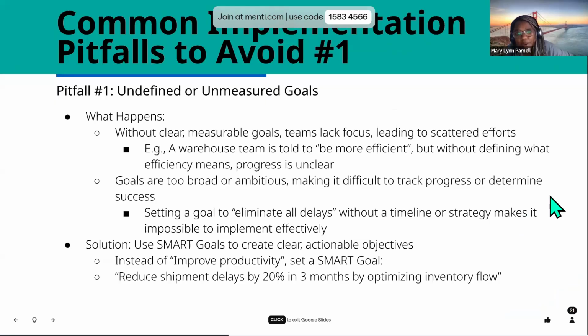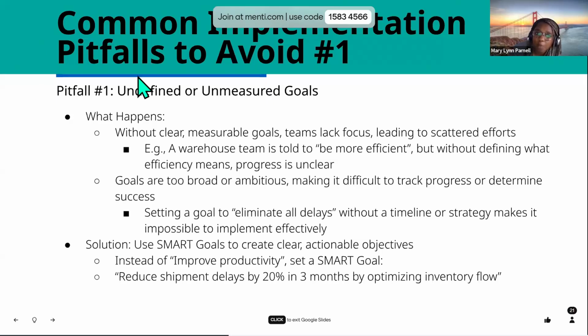So common implementation pitfall number one is undefined or unmeasured goals. So what happens? Without clear, measurable goals, the team lacks focus. We're leading to scattered efforts. Our goals are too broad, too ambitious. It's making it difficult to track progress or determine success. So we're thinking about saying just be more efficient. It's not really a definable goal. Or setting a goal that says eliminate all delays, but without a timeline or a strategy, we don't know if we're really implementing it correctly.